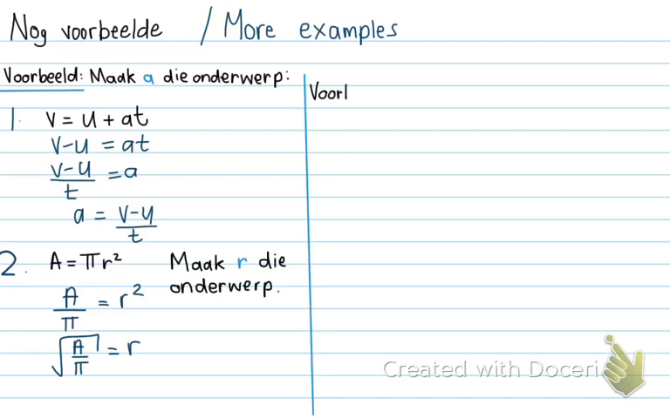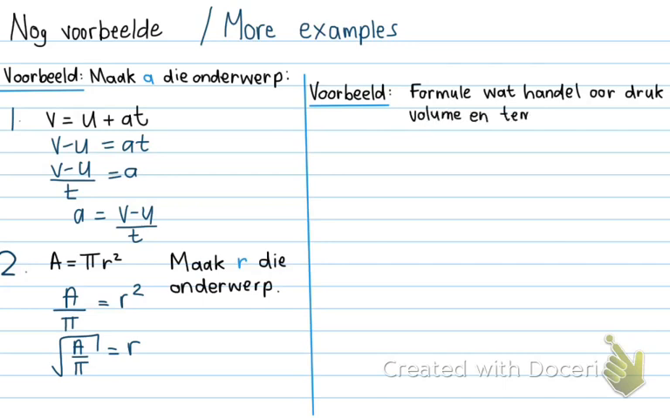Now the third example is about pressure, volume and temperature in physics. This is the formula: P1 times V1 over T1 is equal to P2 times V2 over T2. They're asking us to make V1 the subject.